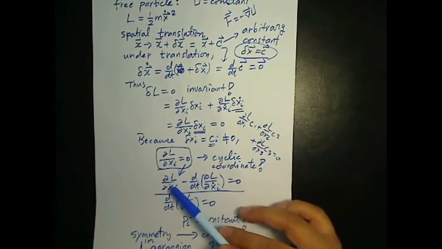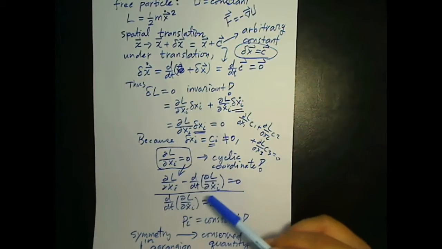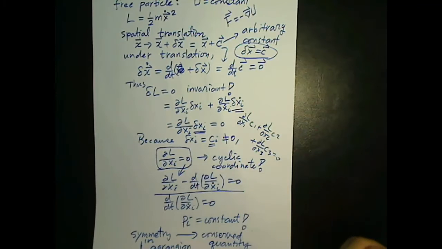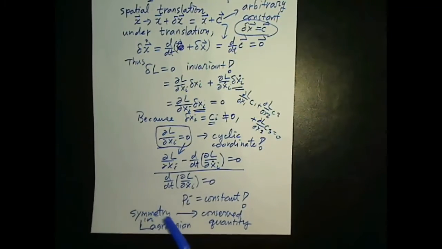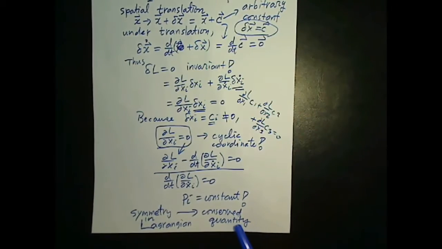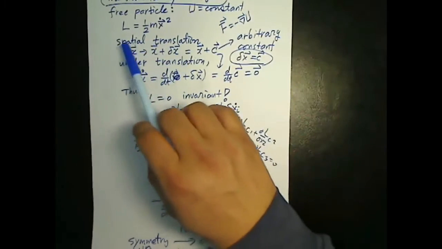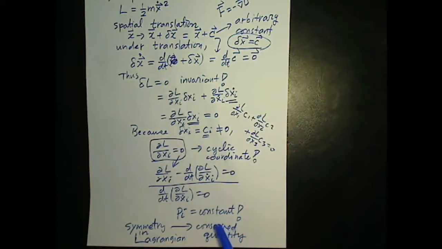Therefore, if I substitute this into the Euler-Lagrange equation, what I obtain is that the time derivative of the conjugate momentum is vanishing. Therefore, every p_i is constant. As a result, we have seen that if there is a symmetry in the Lagrangian, there is a conserved quantity. If there is a spatial translational symmetry of the Lagrangian, the result is that the linear momentum is conserved.